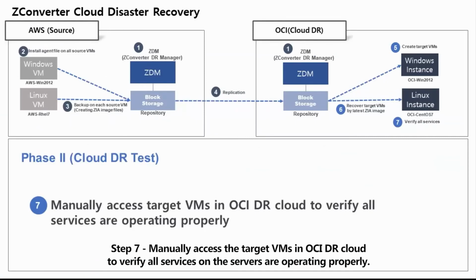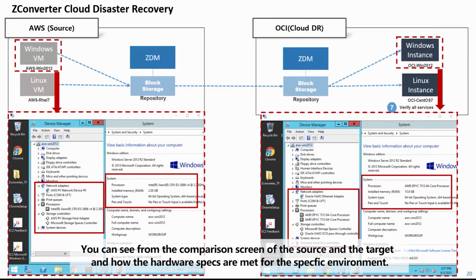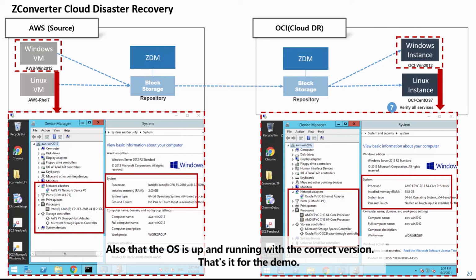Step 7 is to manually access the target VMs in the OCI DR Cloud to verify all services on the target servers are operating properly. Let's now log on to the recovered servers and check to see if the recovery process was successful. You can see from the comparison screen of the source and the target how the hardware specs are met for each specific environment. Also, notice that the OS is up and running with the correct version.